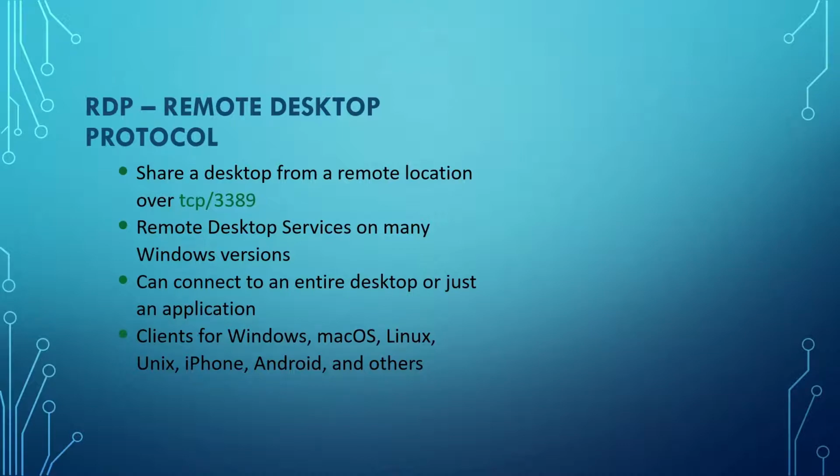It uses port number 3389. It allows a user to share a desktop from a different location. It is on almost all Windows operating systems. And there are also third-party software out there that allow you to have remote access, but Windows has one built in as a feature, and you can configure it to access an application or an entire desktop.